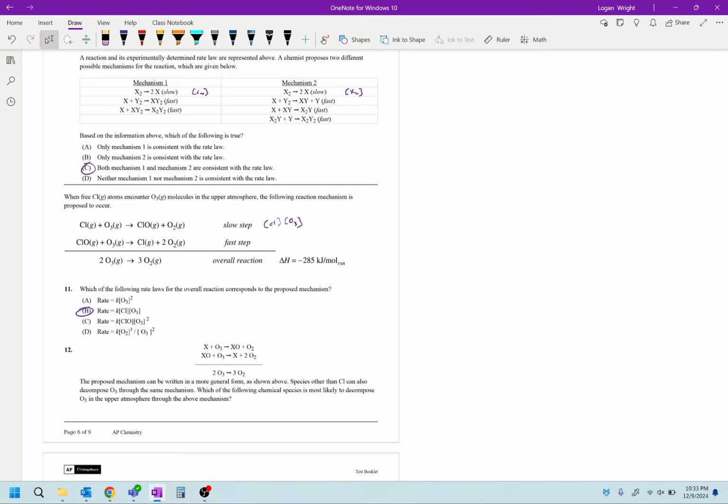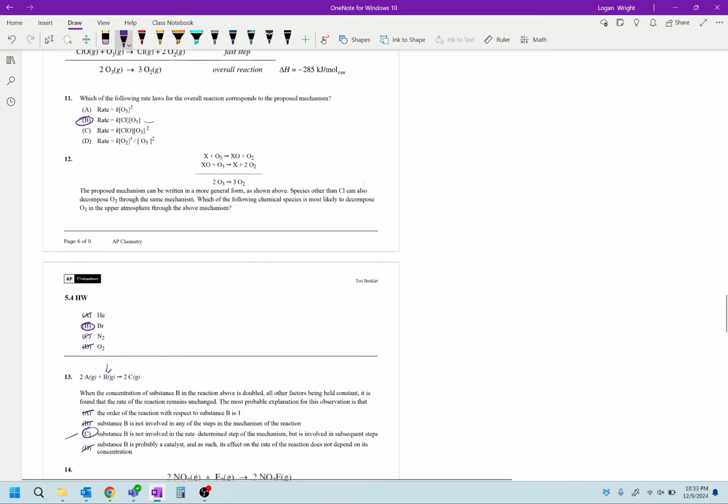Looking at number 11, which of the following rate laws for the overall reaction corresponds to the proposed mechanism? So you just grab the slow step. It's the same thing that we saw up above, chlorine times ozone. So it's answer choice B.